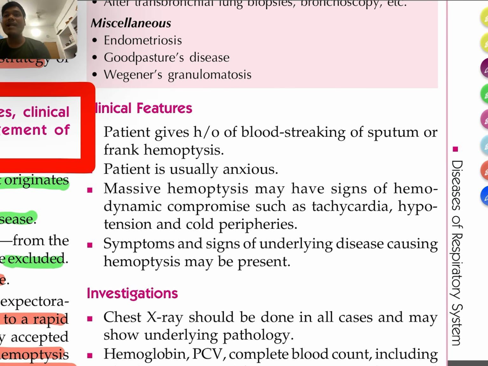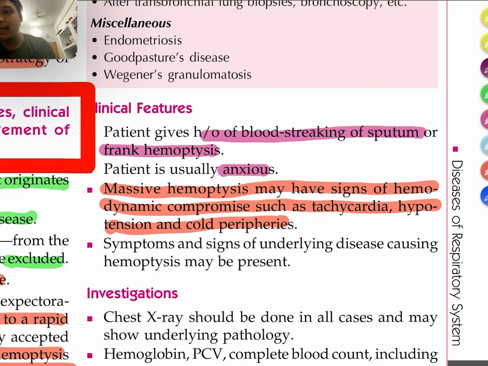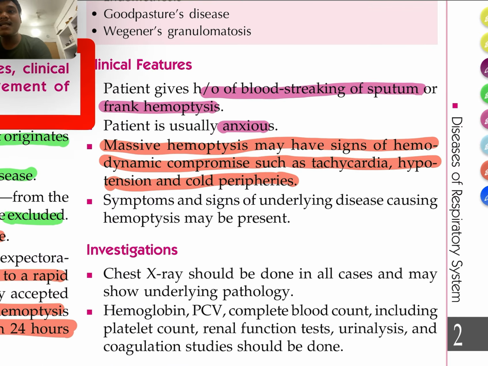Okay, so what are the clinical features? Patient will say they have a history of blood-streaked sputum. Patient usually gets anxious because it is scary for them. This is one of the important things: look again, massive hemoptysis may have signs of hemodynamic compromise such as tachycardia, hypotension and a cold periphery. Symptoms and signs of the underlying disease of the hemoptysis may also be present.